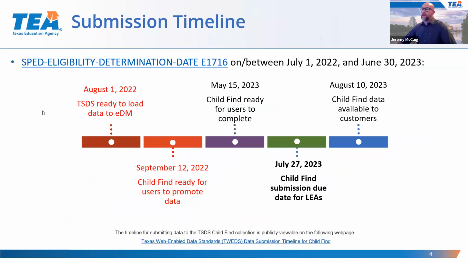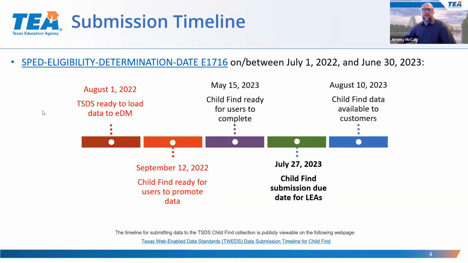So this is for the current year. We're looking at, again, all of our students who have that special education eligibility determination date. And in TSDS terms, that's data element 1716. That falls between July 1st of 2022 and the summer date approaching of June 30th, 2023. And so back on August 1st, TSDS opened up, ready for you guys to load data into that eData module.